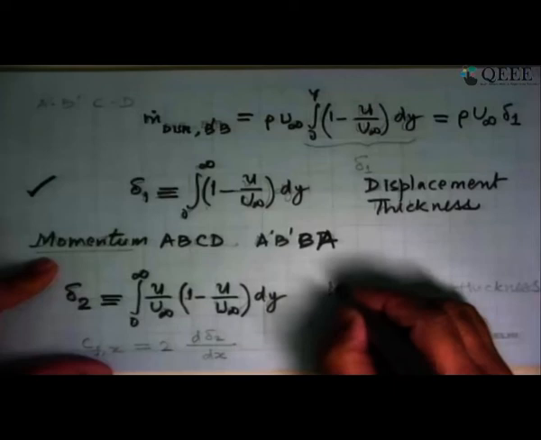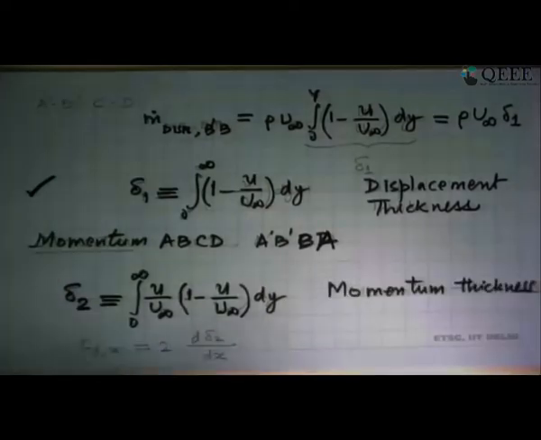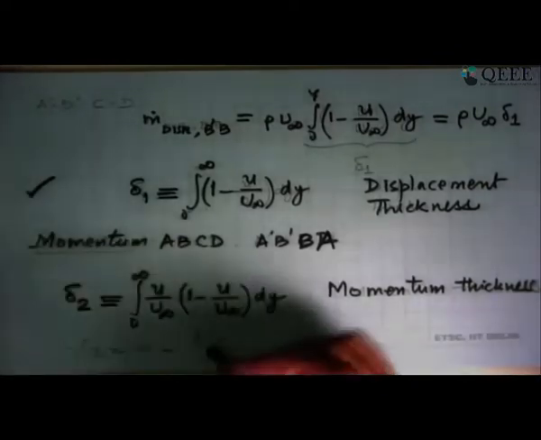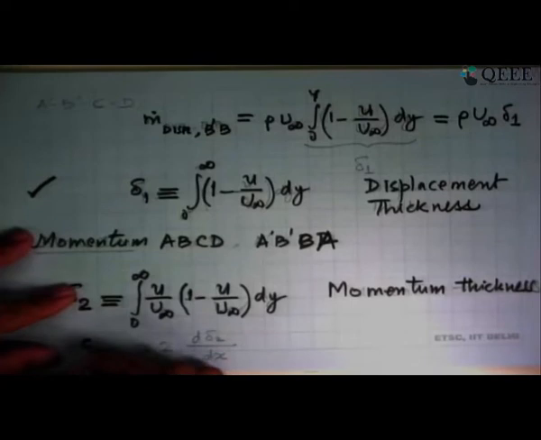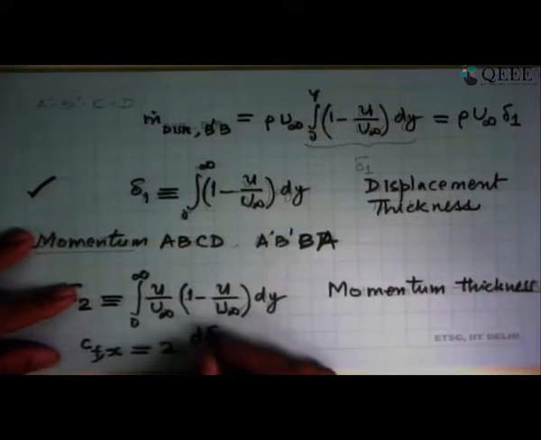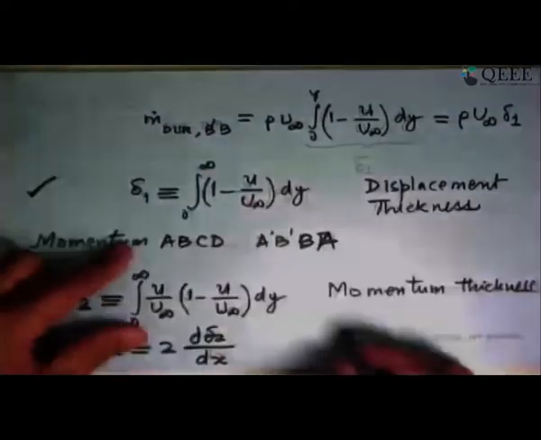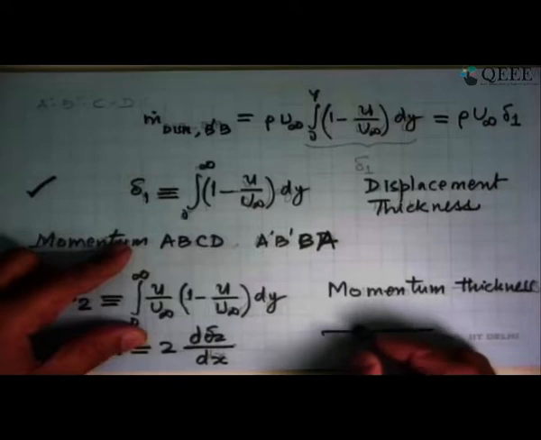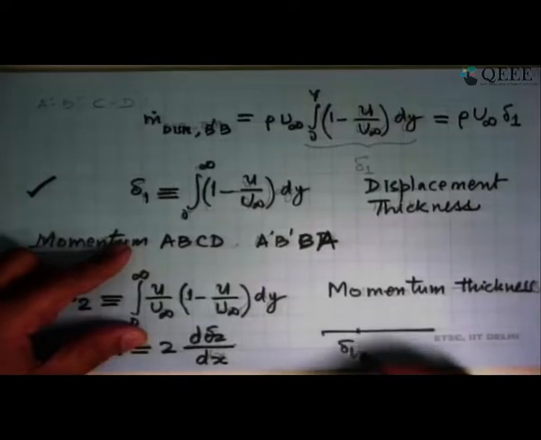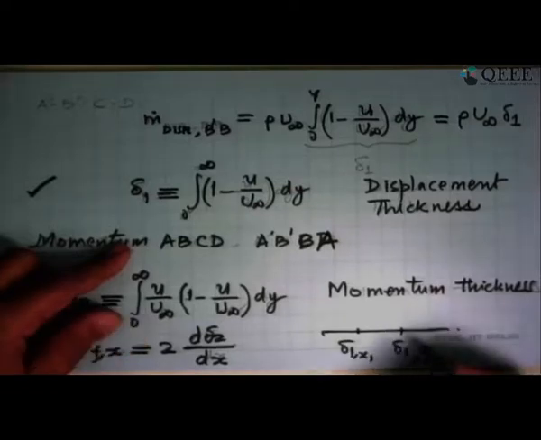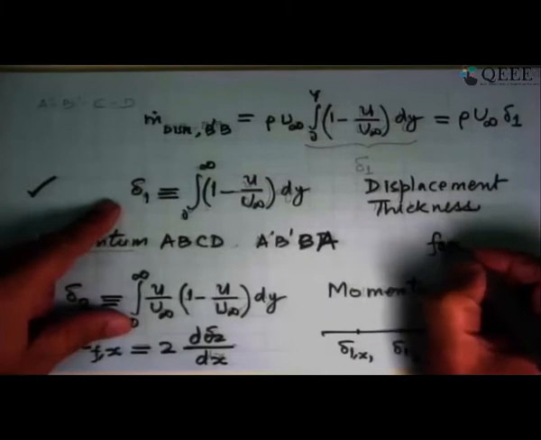This is called the momentum thickness. And because of the way it has been defined, it gives us a very elegant expression for something that we really need to know, which is the local skin friction coefficient, which is 2 d delta 2 by dx. So remember, this is at some location, and at any location along the plate, so this was the plate, at this location we'll get a certain delta 1, which will be delta 1 at x1. At this point it will be delta 1 evaluated at x2, like that. So these are both functions of x.